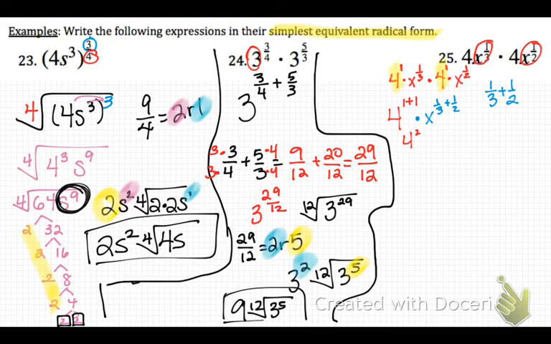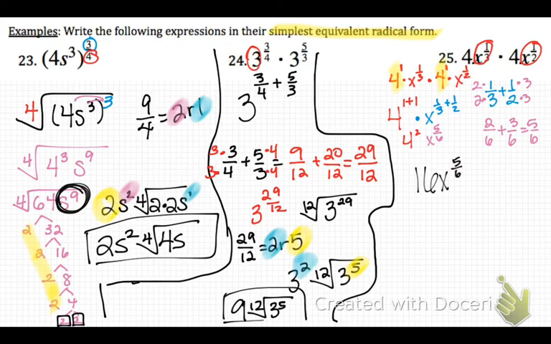What is the LCD? Good, 6. So I want to multiply by 2 and by 3. So I get 2 over 6 plus 3 over 6 is 5 over 6. So that means I have 4 squared x to the 5 over 6 power, which is 16 x to the 5 over 6 power.